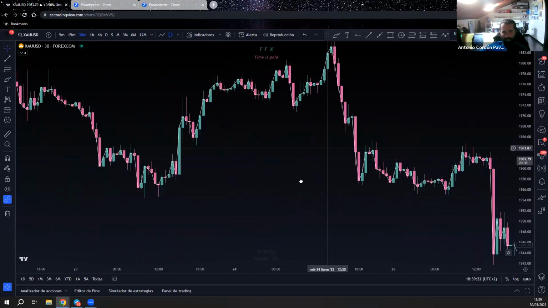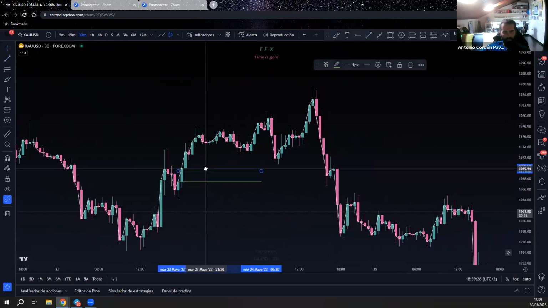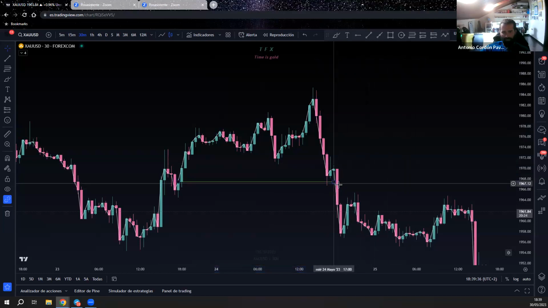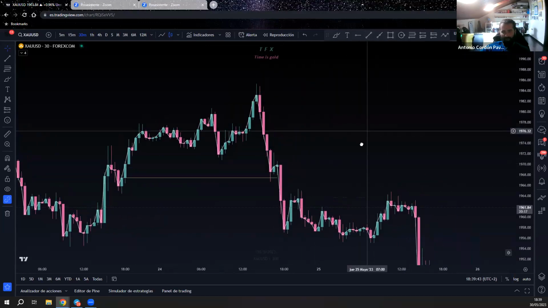Okay, we don't have gaps here. For example, we have a gap. We have another one here, but price doesn't respect this one. It also reacts beautifully to this one, but doesn't continue to the upside.